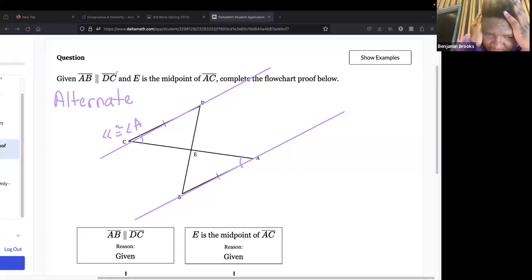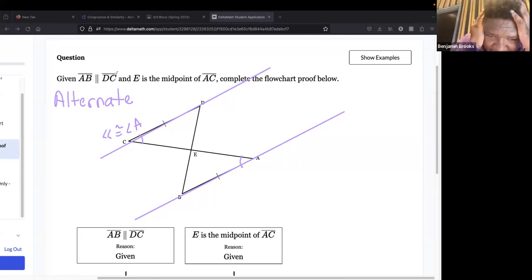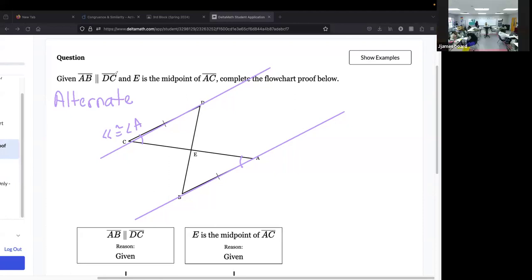What kind of angles are these? What kind of angle pair is that? I already got y'all started. Alternate what? Alternate what? Parallel lines, transversals. Come on. What are they? I see it right there on the tip of your tongue. Come on, spit it out. It's okay if you get it wrong. Just give it a shot.